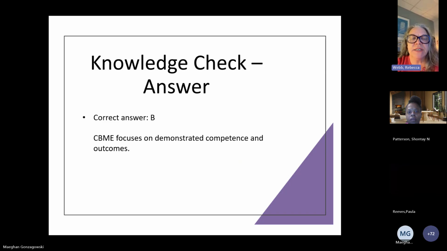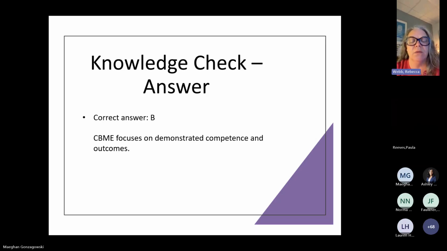All right, correct answer is B. CBME focuses on demonstrated competence and outcomes. That is what it says in the program requirements, so that is what we need to follow. Next slide.